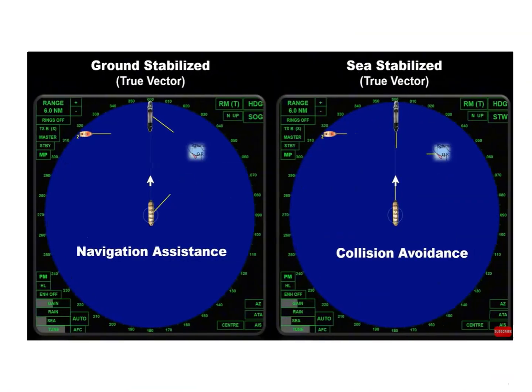Ground-stabilized true vectors assist with navigation, showing your ship's actual track over the ground and helping with route planning and coastal navigation. Sea-stabilized true vectors are used for collision avoidance, showing vectors through the water, making it easier to judge risk and closest point of approach.